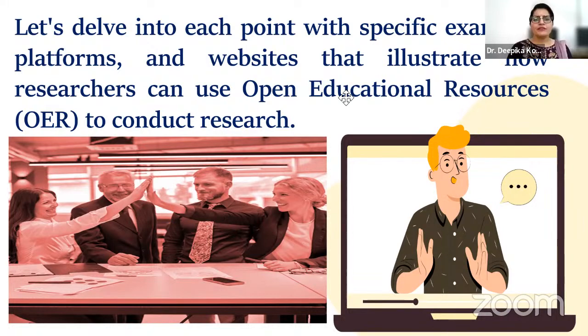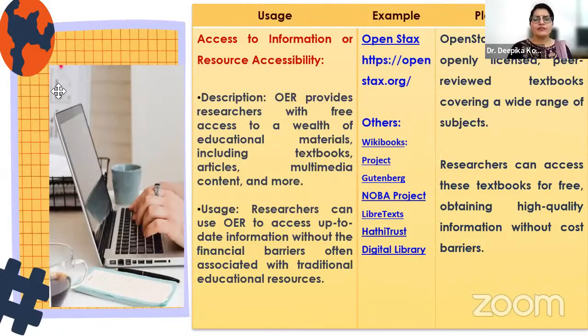Now, let's talk about the first point, access to information or resource accessibility, right? Whenever you are using open educational resources for your research purpose, it provides the researcher with free material. These OER provide you material including textbooks, which could be e-textbooks, in most cases, articles, and multimedia content. If I talk about multimedia content, these are content like videos, games, simulations, and many more.